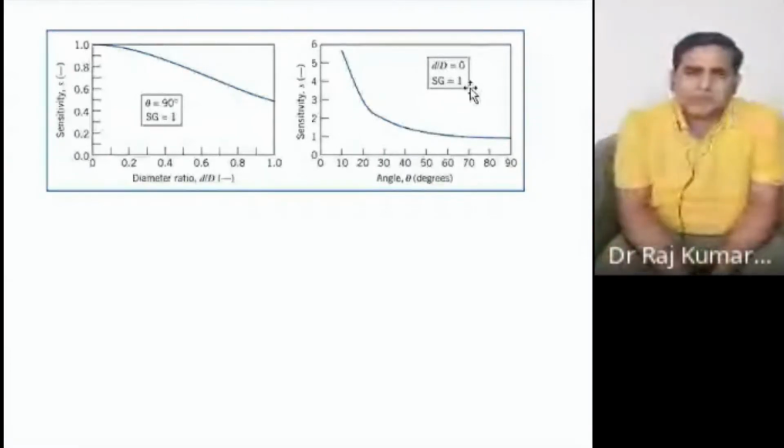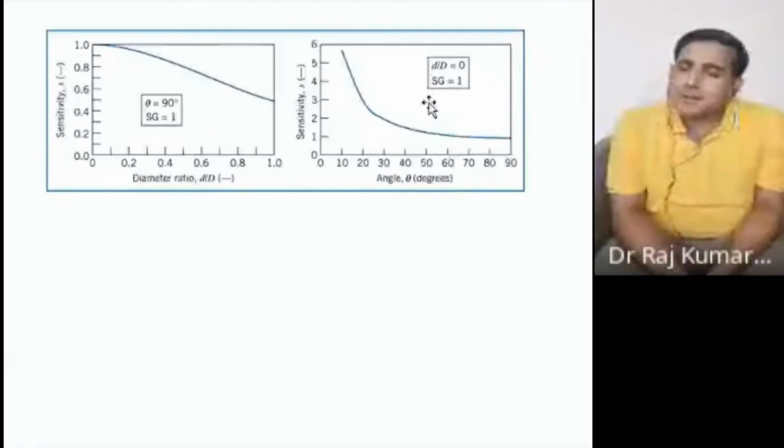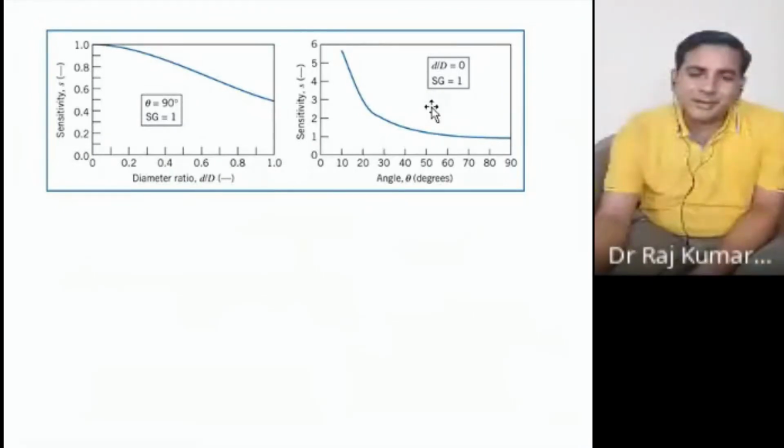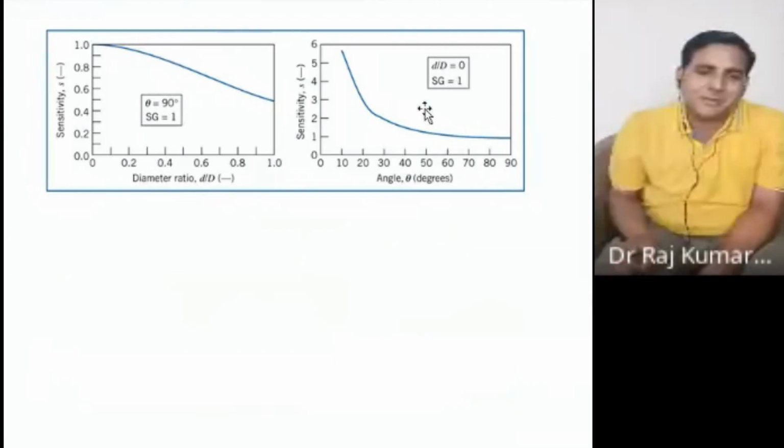Is zero possible? No, sir. So something is wrong, right? And here specifically, the gravity is being considered as one. So what is it?